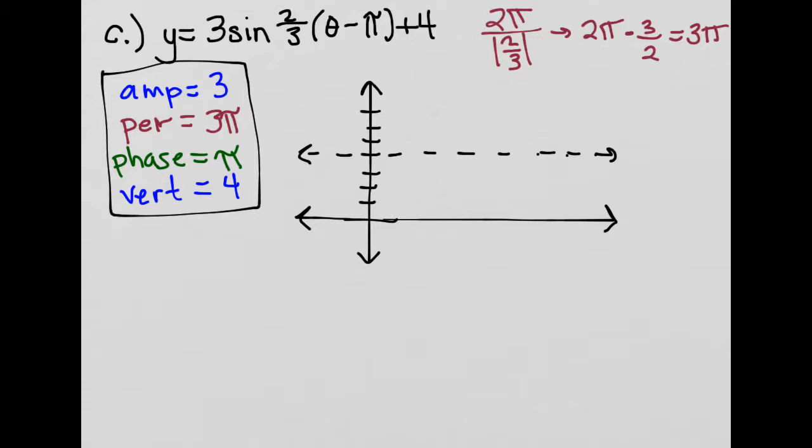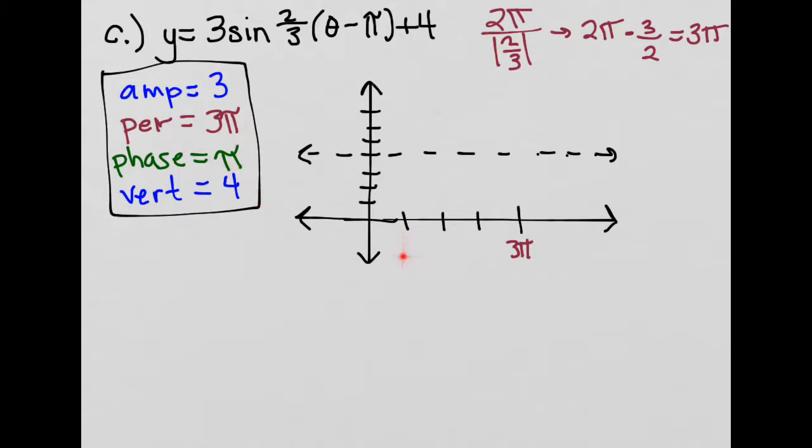Okay, so this is a sine curve. So it's going to start at 0, 0 before the phase shift, which in this case is going to be 0, 4 since we're shifting it up 4 units. I'm going to draw my 4 tick marks, and this time the 4th tick mark is 3 pi because that's our period length. That's how far the function is going to go to complete one cycle.